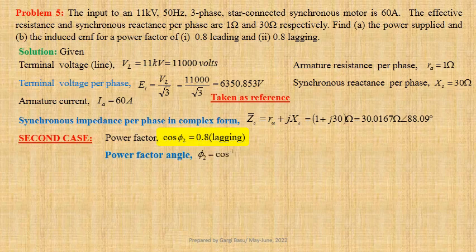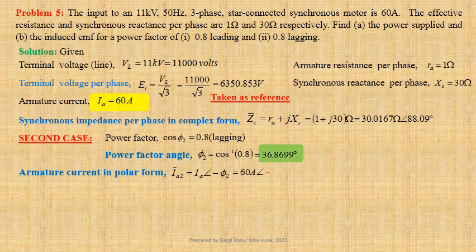Second case, when operating power factor cos phi 2 equals 0.8 lagging, power factor angle phi 2 equals cos inverse 0.8, that is 36.8699 degree. Armature current may be written in polar form as Ia2 equals Ia at an angle minus phi 2, that is 60 ampere at an angle minus 36.8699 degree.